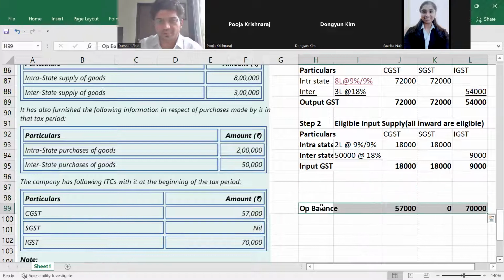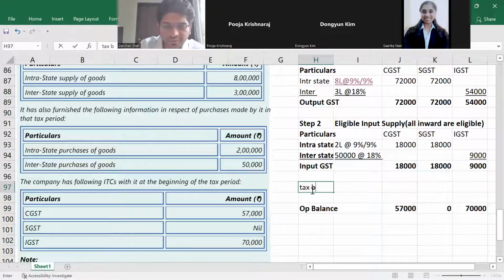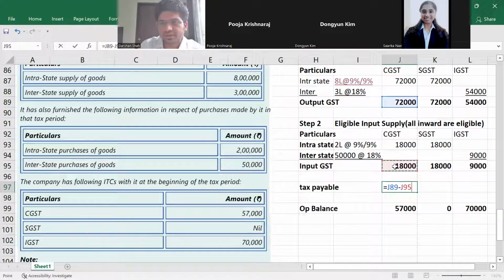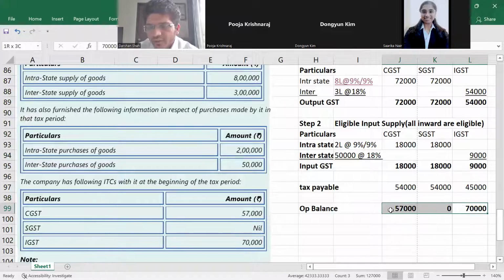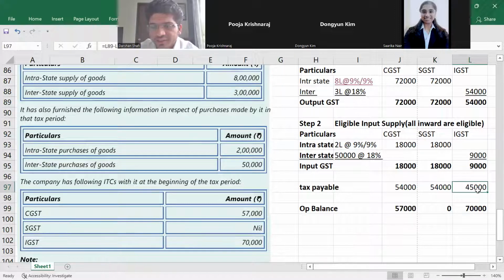Okay. Now see what is happening. So tax payable. How much is the tax payable? Here tax payable is 72 minus 18, 54,000, right? Here the tax payable is 72 minus 18, again 54,000. And here the tax payable is 54 minus 9, tax payable is 45,000. Okay. Now, how will I use this opening balance? Out of the 70,000, first 45,000 I'll use towards IGST, na? I'll use towards IGST 45,000.